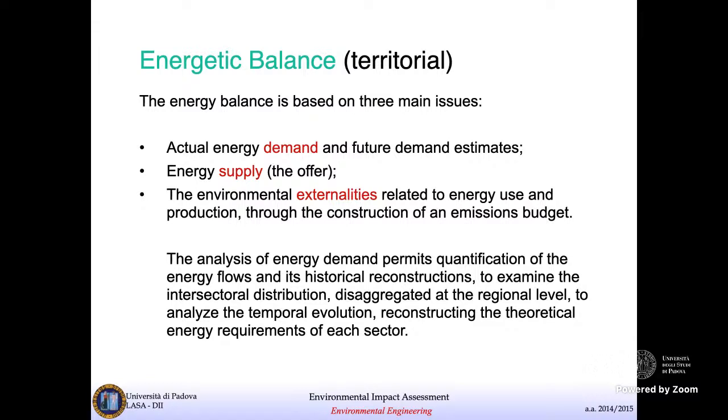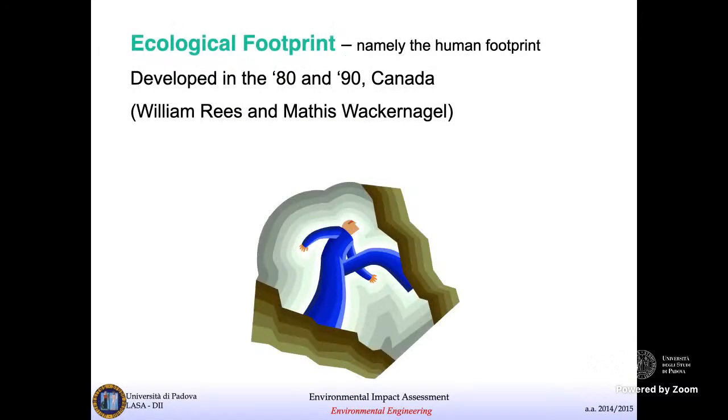The analysis of energy demand permits quantification of the energy flows, and its historical reconstruction permits to examine the intersectorial distribution disaggregated at the regional level, to analyze the temporal evolution, reconstructing the theoretical energy requirements of each sector. And then we finish with the ecological footprint, namely the human footprint that was developed in the 80s and the 90s, essentially in Canada, or if you want, in French-speaking countries, France and Canada. This was developed by Rees and Wackernagel in the 80s.